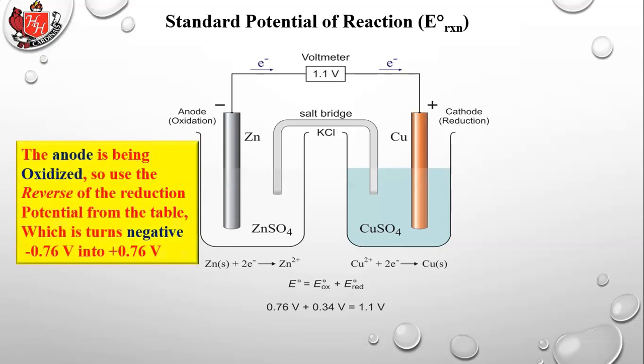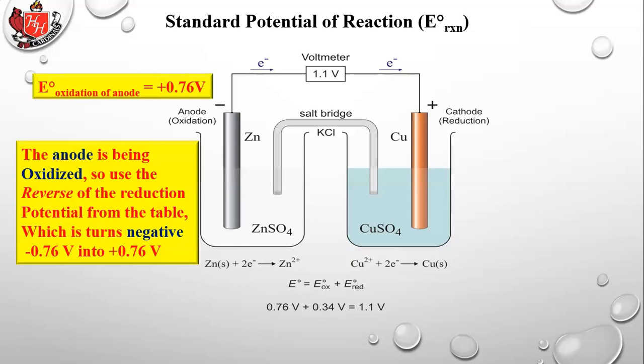So let's read this. The anode is being oxidized, that's zinc, so use the reverse of the reduction potential from the table, which turns the negative 0.76 volts into a positive 0.76 volts. Okay, so go back to the table. Zinc is negative 0.76 on the table. And that's a reduction table, so since you need zinc to be an oxidation, you turn the equation around and make it a plus 0.76. Okay, not a difficult concept, just a little tricky at first.